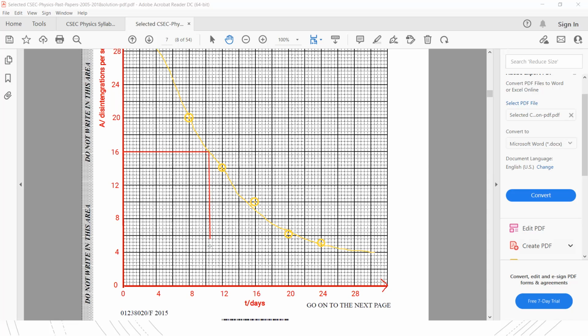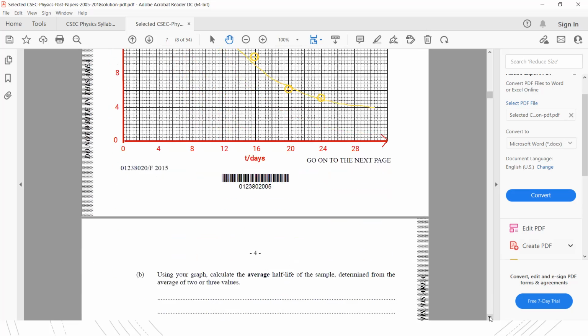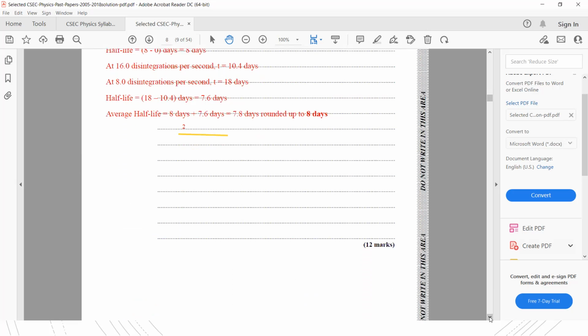So I just illustrate 16 and read off here, and I look for 8, and I will draw the line to meet my broken line to meet the graph line around there, and then I draw a broken line again to meet the x-axis, so it's about there, and I take my readings, right? So you do that to show how you got your values. All right, so the half-life for that is about 8 days.